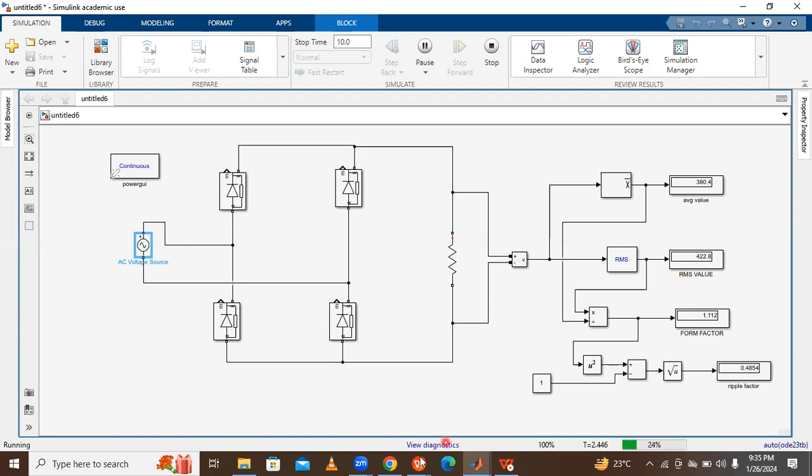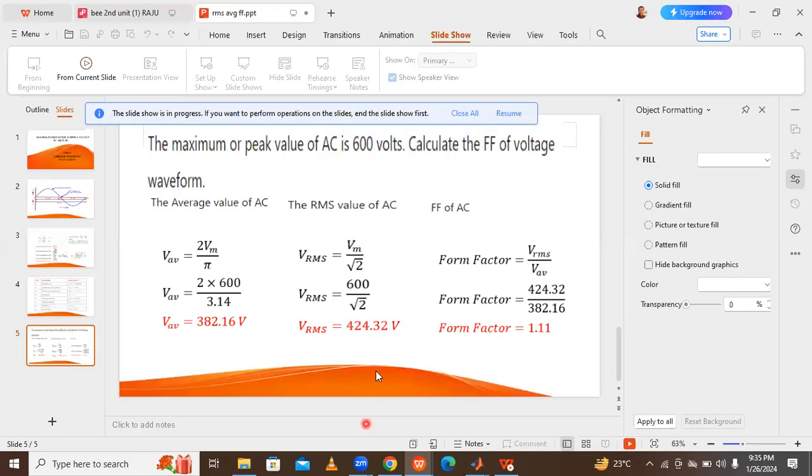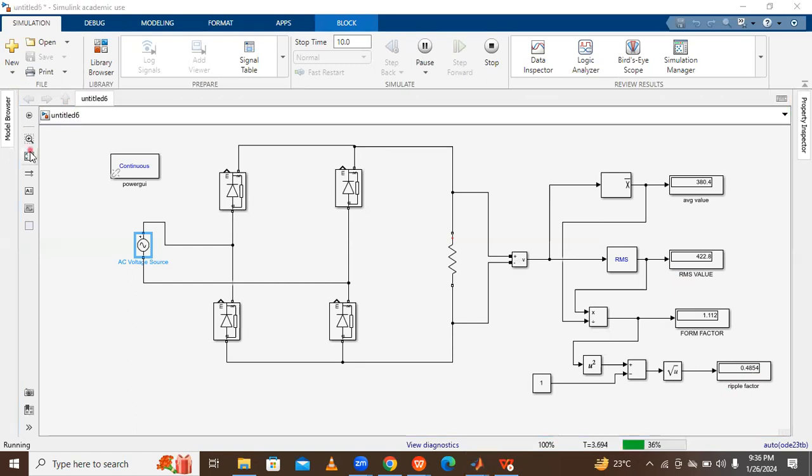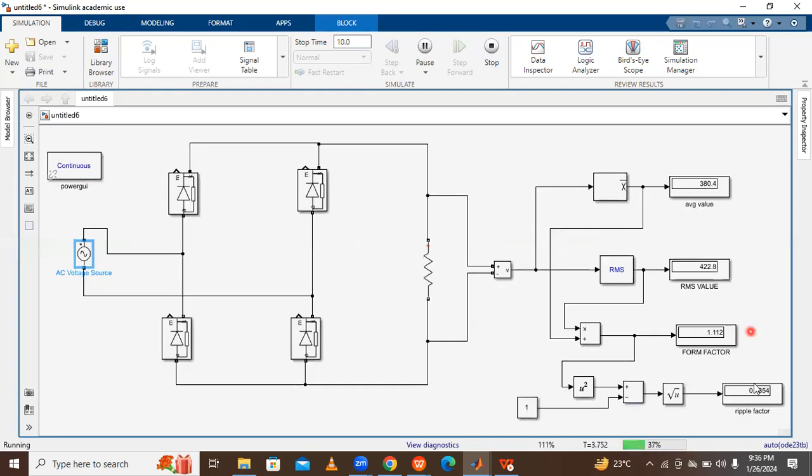Then coming to the form factor, it is 1.11. From the simulation, form factor is 1.112, which is almost equal to 1.11. And then next, ripple factor is 0.48. That is 48.5% ripple factor.